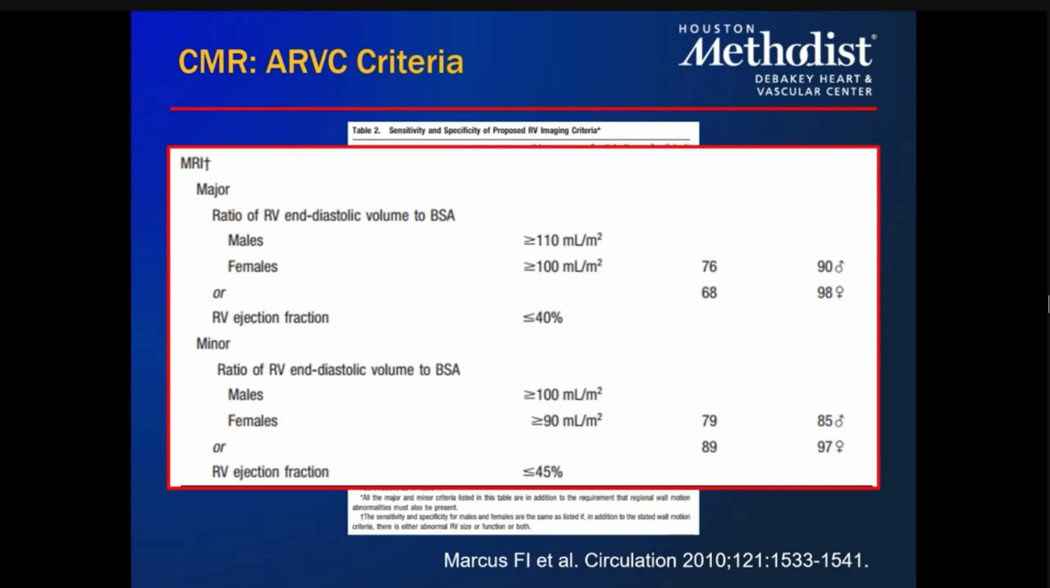Even though we do have this criteria, while it's fairly specific, it's not sensitive. Obviously, patients will have any number of different pathologies, RV infarct, pulmonary hypertension, who knows what else, that can cause these changes. So just because we have some of these criteria, especially just the simple volume and function, that itself is not sensitive for ARVC. So please keep that in mind. Shown here are the sensitivity and specificities for picking up ARVC and confirmed ARVC patients.